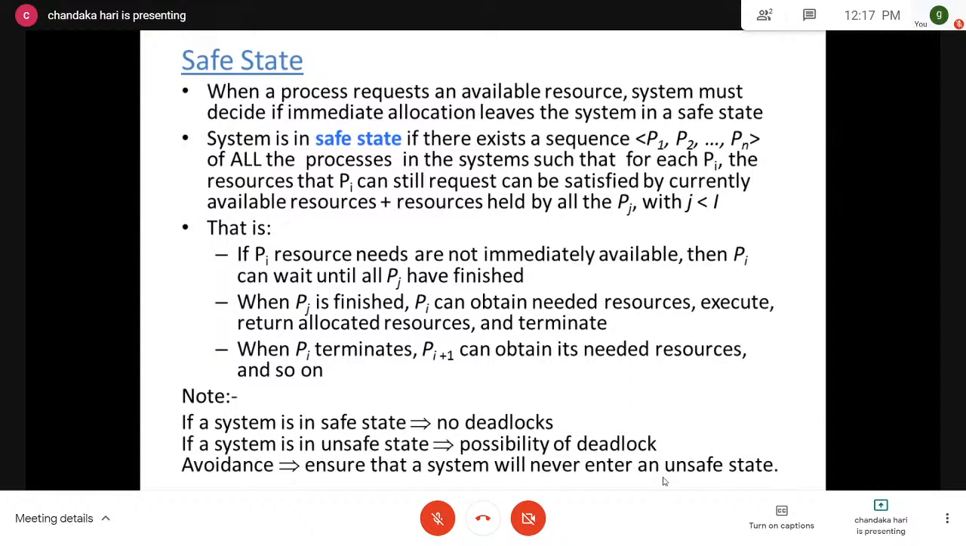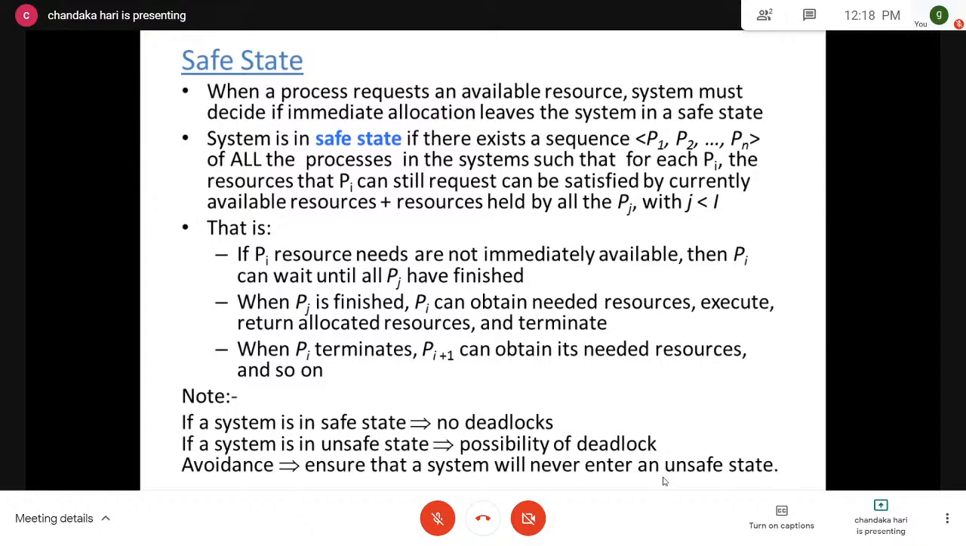If process Pi terminates, Pi plus 1 can obtain its needed resources, and so on. That implies, after completion of Pi, Pi plus 2 can continue by releasing the resources of Pi plus 1. That implies the currently available resources must satisfy any one of the waiting processes. Otherwise, it is not possible. This is a safe sequence. So if you execute in safe sequence order, the system will never enter into deadlock.